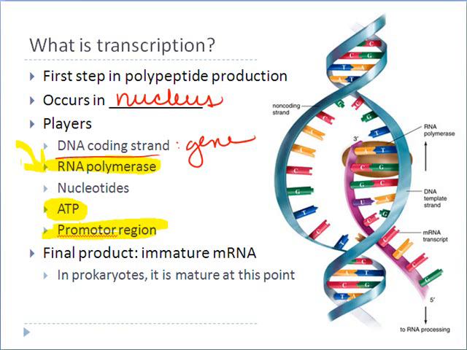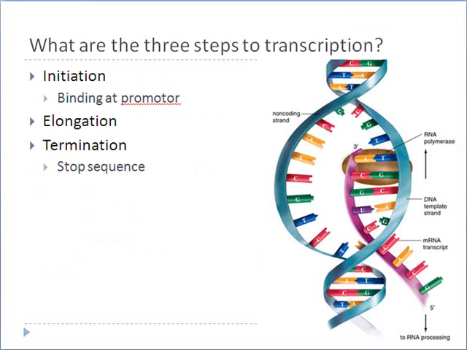When we're all done with this process, we're going to have immature messenger RNA, and then I'm going to talk to you a little bit about how we make that into mature messenger RNA. In prokaryotes like bacteria, the steps I'm going to talk to you about right now are all that are needed to make it mature. But in eukaryotes, there's an extra step that I will get to shortly that converts the messenger RNA from an immature messenger RNA to a mature messenger RNA.